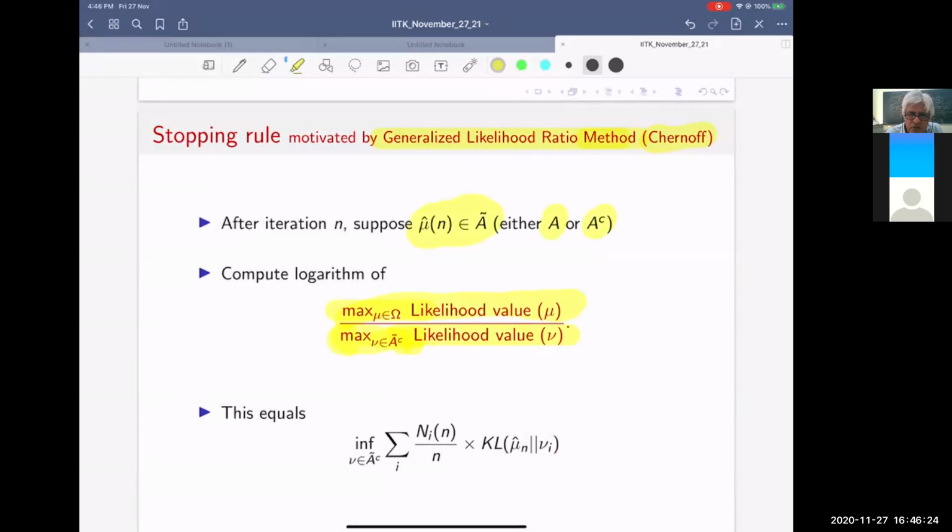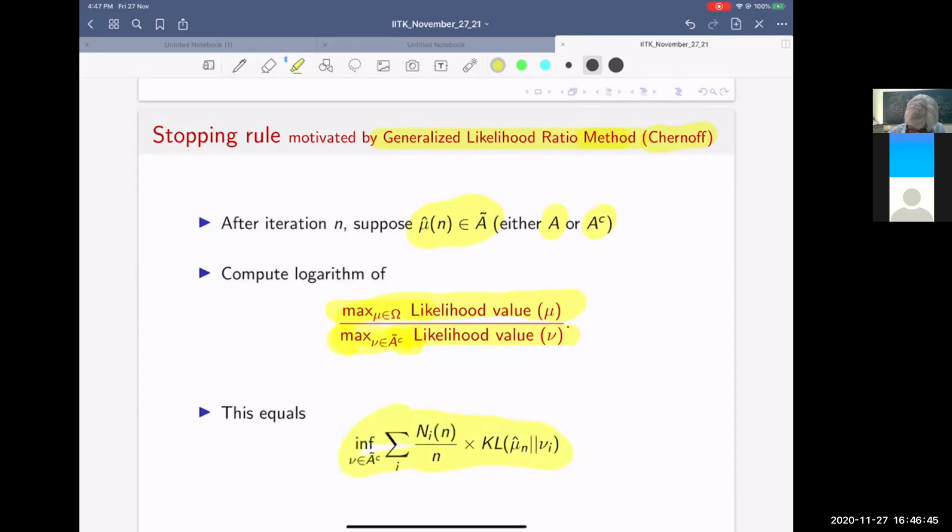As long as this ratio is small, you can't rule out the fact that this data might be coming from A tilde complement. Only if this ratio is large enough can you rule that out with high probability. So that's what you do. You look at this ratio, and when this ratio is large enough, that's when you stop. That's a stopping rule. So more specifically, this ratio actually turns out to be exactly this.